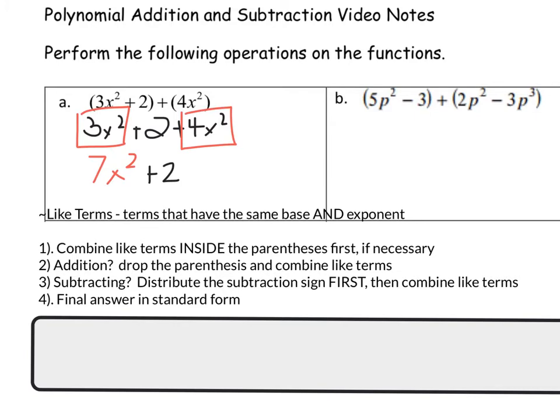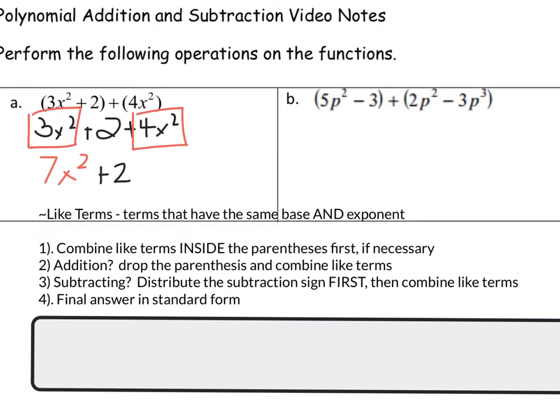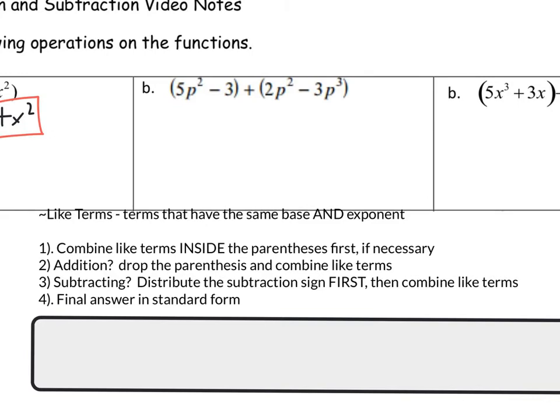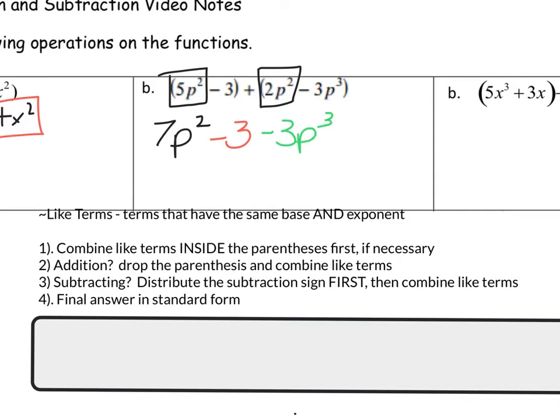And letter B, again, it's addition, so we can just drop the parentheses. We don't have to distribute anything. So if you want to rewrite these and order them, or put the like terms together, you can do that. But I'm just going to take 5p squared. Its like term is 2p squared. That gives us 7p squared. The minus 3, there are no other constants. And the minus 3p cubed, there are no other terms that have a degree of 3 with a variable of p.